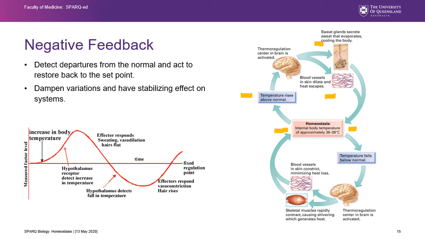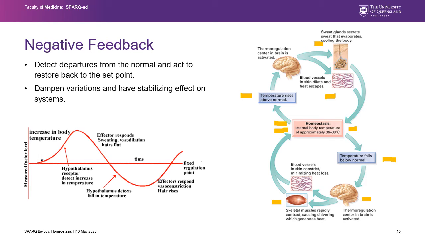If you cool too much, the bottom cycle might happen. So the temperature falls below normal. Again, the temperature receptors detect this change and send a signal to the brain. The brain can then send a signal to effectors like the muscles, which cause shivering. That shivering generates heat, which raises the body temperature back to normal.